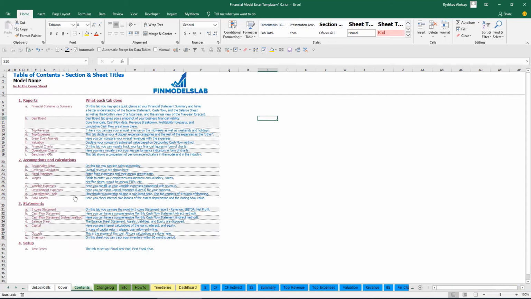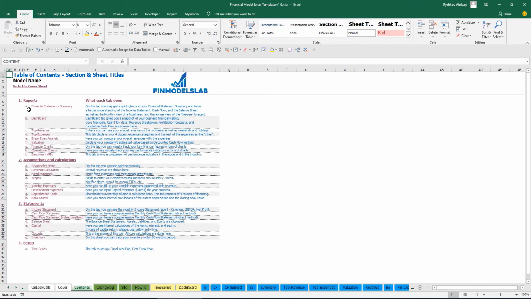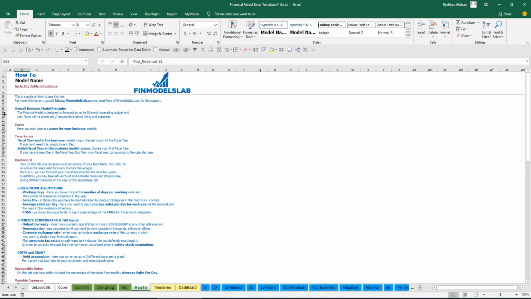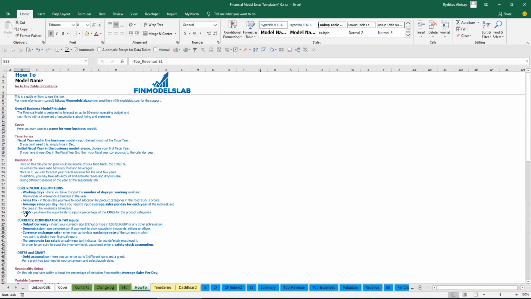Additionally, you have the Contents tab, which allows you to navigate across the model very simply. So you may click on any report and you can go back. It is broken down by reports, assumptions, statements and setup. There is a short explanation about what each tab does, but if you want to know more, you can go to How To and see a more detailed explanation of what each tab does and what inputs and outputs you may find on this sheet as well.